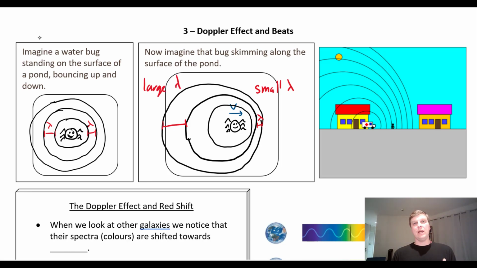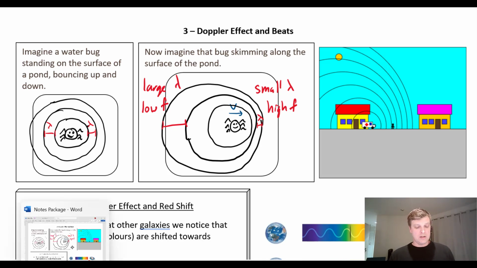Now, the speed of the wave hasn't changed because these are still traveling through the same medium. So what that means is, in front of the water bug, if it has a small wavelength, it would have a high frequency. And if it has a large wavelength, then it would have a low frequency.